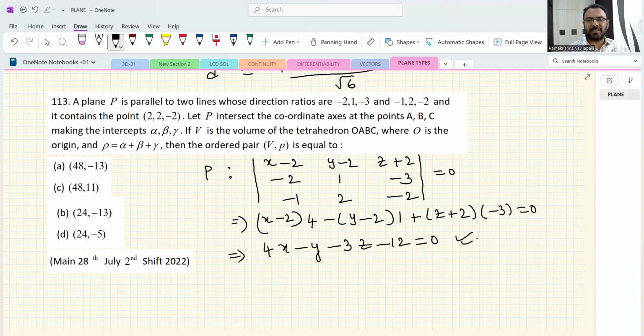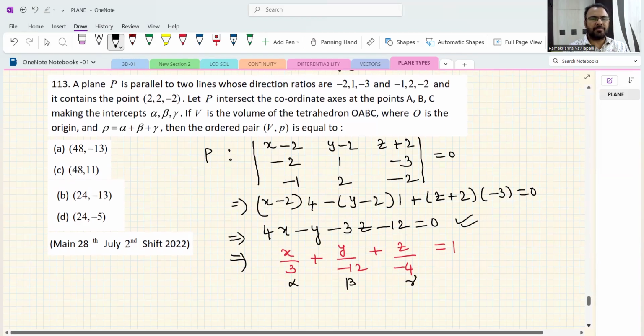This is the plane equation, right? We need x, y, z intercepts of this plane. So this implies you just send this 12 that side, send this minus 12 that side, and divide by 12. You will get x by 3 plus y by minus 12 plus z by minus 4 equal to 1. So this is the x-intercept alpha, y-intercept beta, z-intercept gamma.